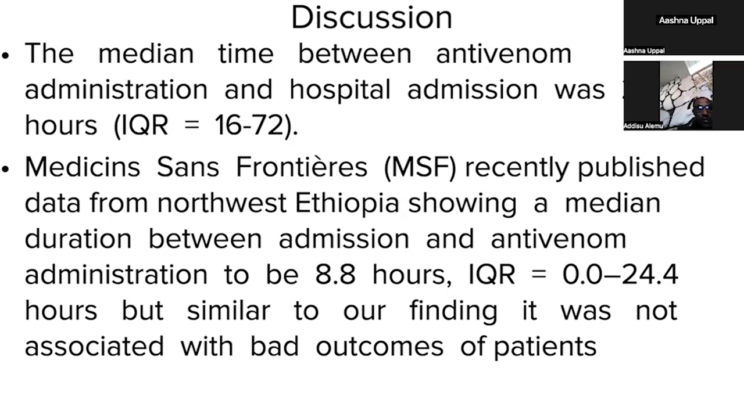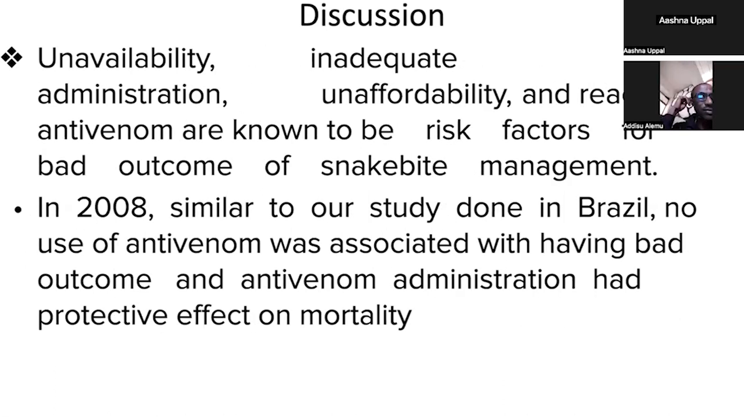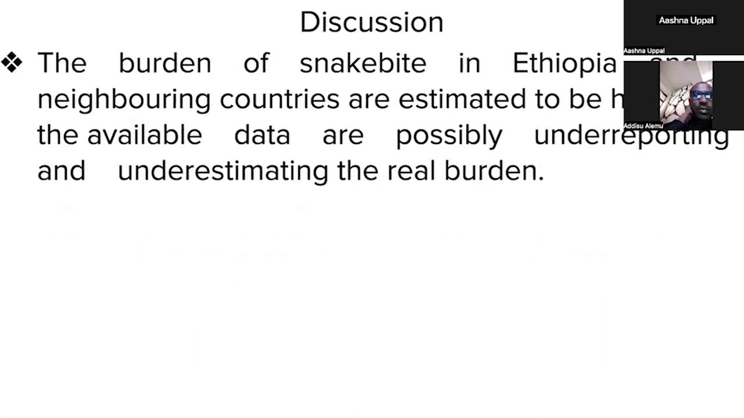Next slide. The scarcity or unavailability of antivenom is one of the big challenges affecting the outcome. Next slide. Inadequate administration, the affordability of buying the antivenom drug for patients, and the affordability of requested laboratory tests are big challenges. Antivenom is known to be the treatment. In 2008, a study similar to ours done in Brazil found no effect on mortality. So unavailability of antivenom is one of the causes of bad outcomes in our setting.